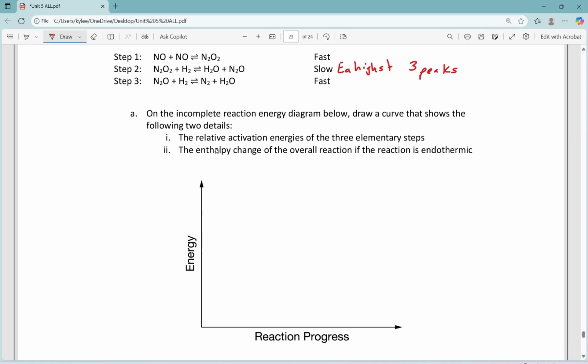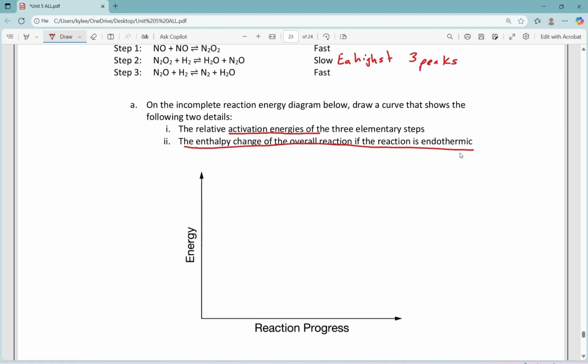So it says to include the following details: include the relative activation energies and the change of enthalpy if the overall reaction is endothermic. So I don't know individual information about each step, and so that makes this just slightly tricky. But given what they have told me, I can construct the following.